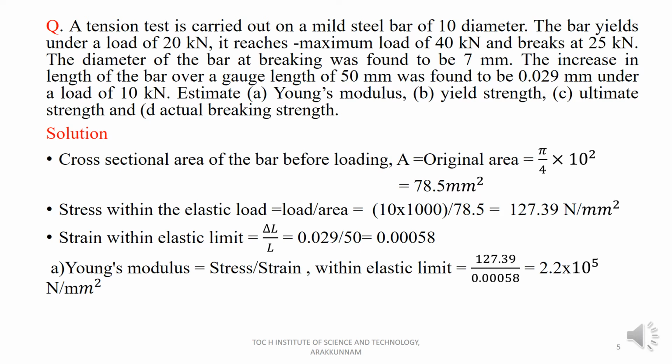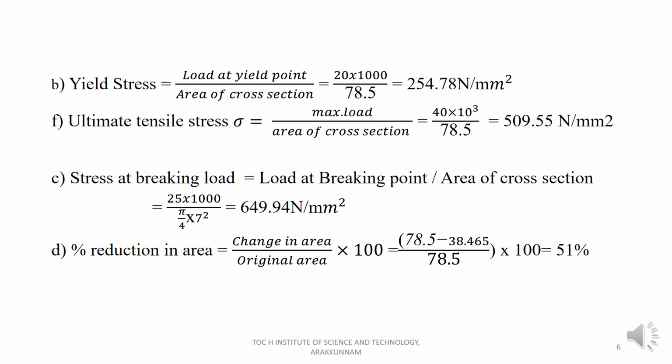Okay. Now yield stress. Yield stress is the load at yield point divided by area of cross section. The load at yield point, which is given as 20 kilonewton, so 20 into 1000 divided by 78.5, and that's equal to 254.78 Newton per mm square. Now the ultimate tensile stress value, which is equal to maximum load divided by area of cross section, and that's equal to 509.55 Newton per mm square.